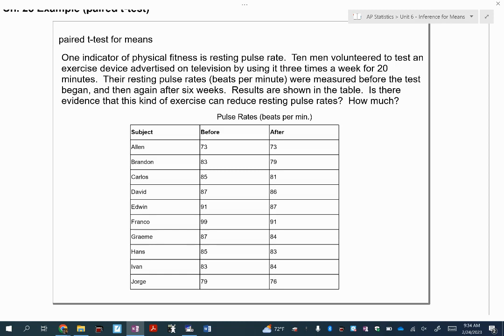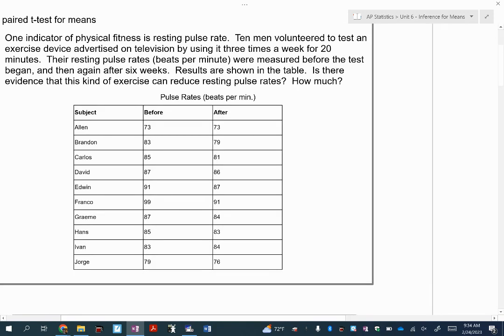So my first thought when I'm reading this problem is I have 2 groups of data values. Is there a link between them? Yes. What is the link between these before and after resting pulse rates? It's the same person. Well done, Victor. So the moment you see that it's the same person, we know that I'm actually going to treat this as paired data. So what I do is I make another column.